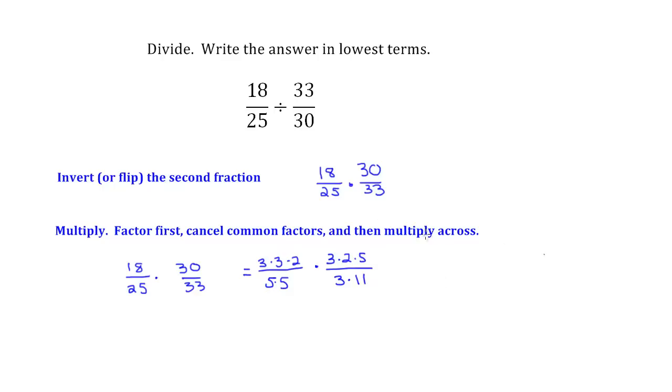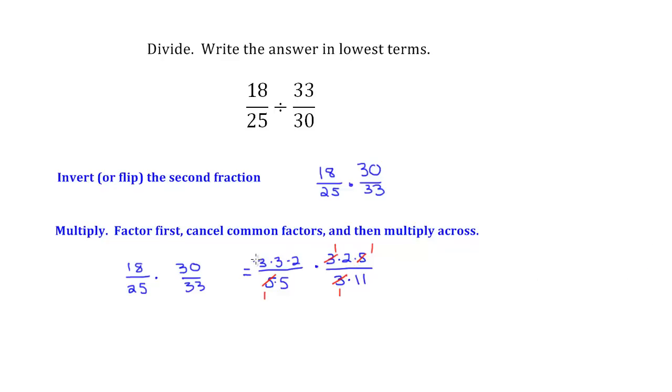Now we cancel any factors that are common or appear in numerator and denominator. I see 5s here and here, so I'm going to cancel those. I see a 3 here and here. I'm going to cancel those, or you could have canceled it across here. It doesn't matter. One from denominator, one from numerator. There's no more 5s to cancel. There's no more 11s. Actually, no 11s, period.